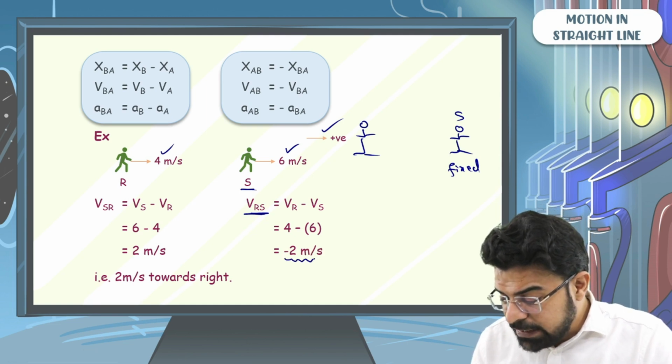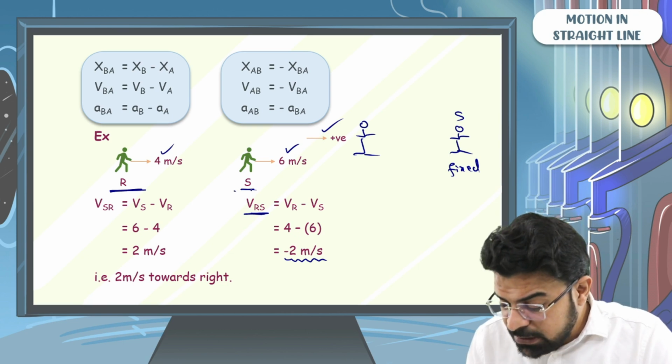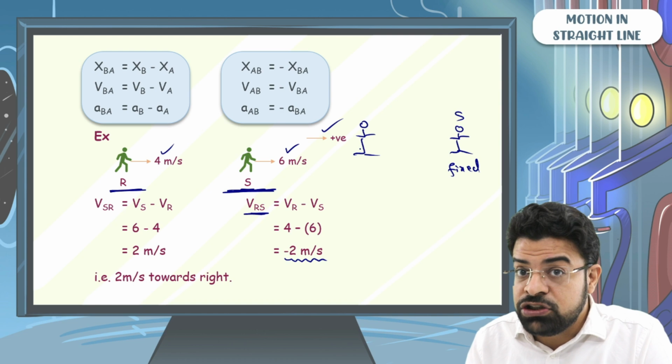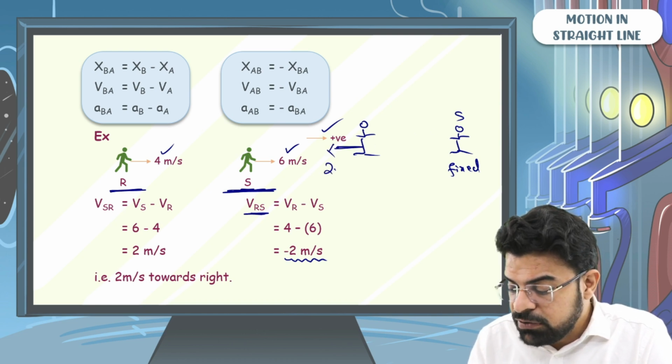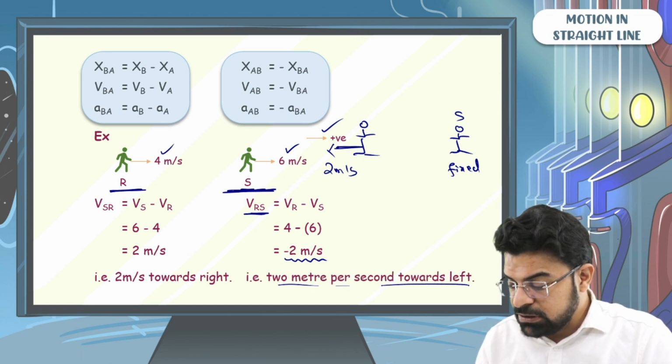The minus sign here tells you that the velocity of Ram with respect to Sham is in the negative direction, the direction you have assumed negative. So in the frame of Sham, Ram will go towards left with a speed of 2 meter per second. So that is 2 meter per second towards left.